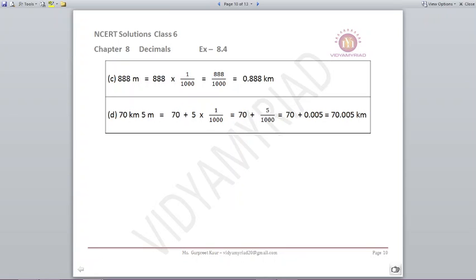C part, 888 meters. So 888 multiplied by 1 upon 1000, which is 888 upon 1000. We have 3 places in the numerator, so I will just put the decimal on the left hand side. It is 0.888 kilometers. D part, 70 kilometers, 5 meters. 70 will remain as 70. Put a plus sign. 5 into 1 upon 1000, which is 5 upon 1000, which is 70 plus 0.005. Add them together, it becomes 70.005 kilometers.